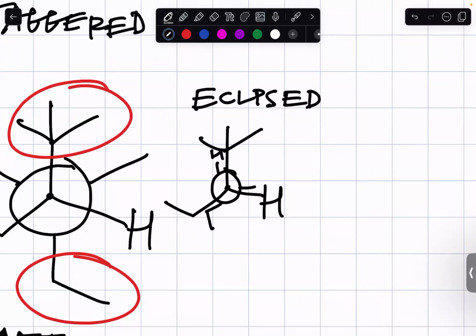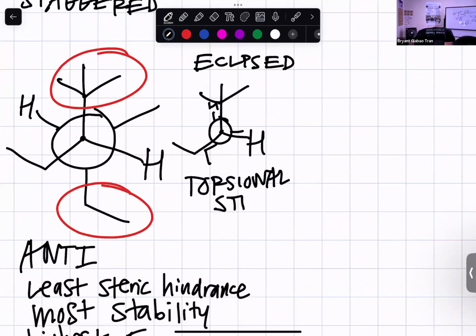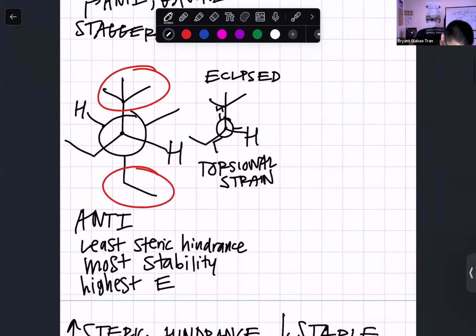That introduces torsional strain, because the bond angle is very weird. They don't want to be in that bond angle. It's very strained. It has that torsional strain.